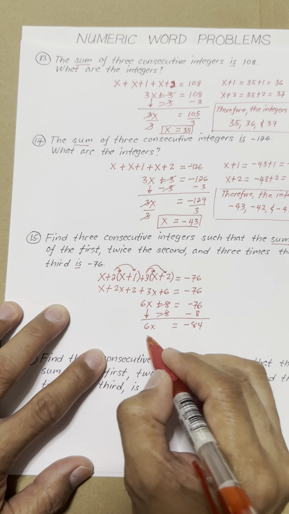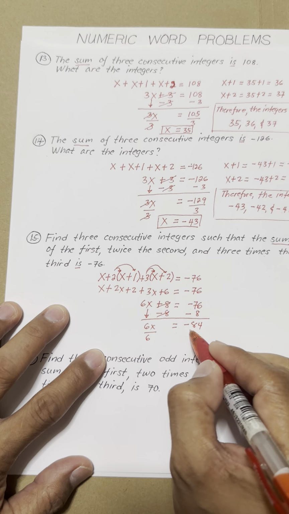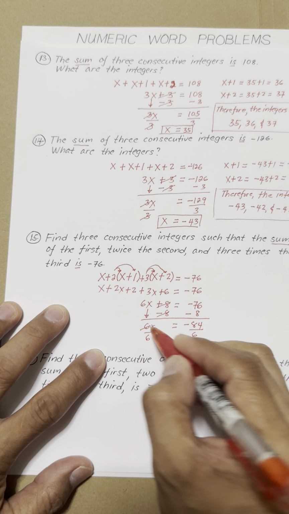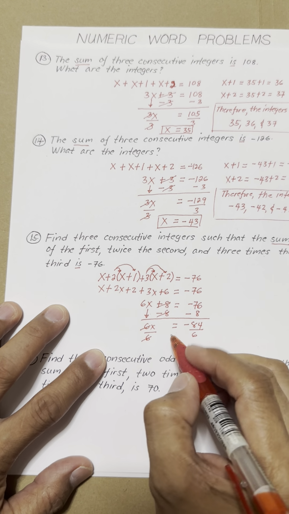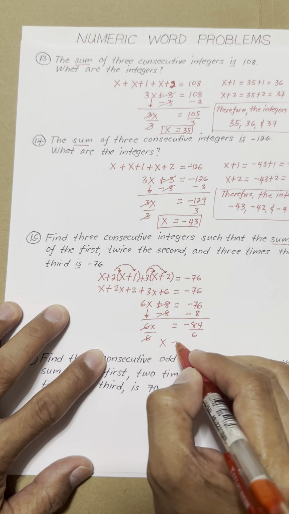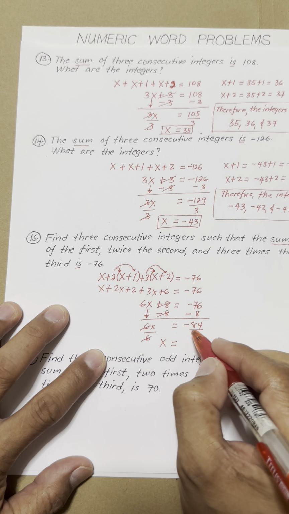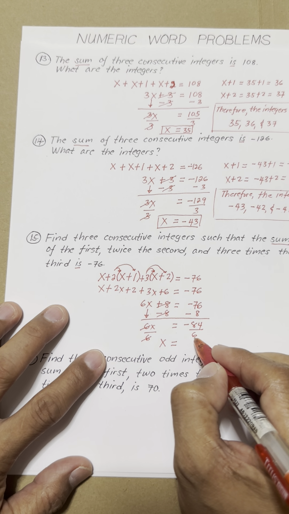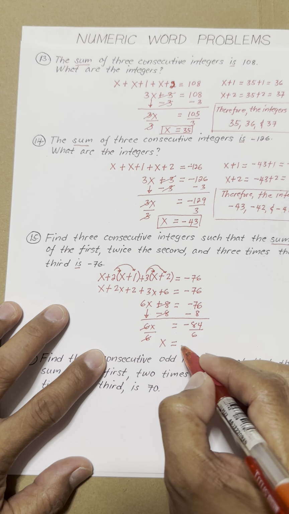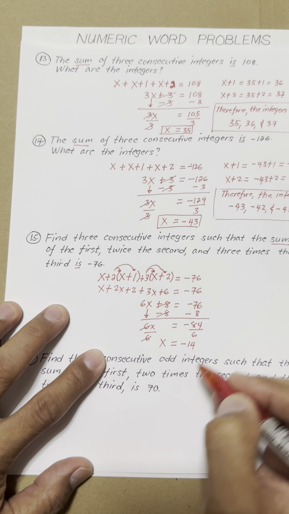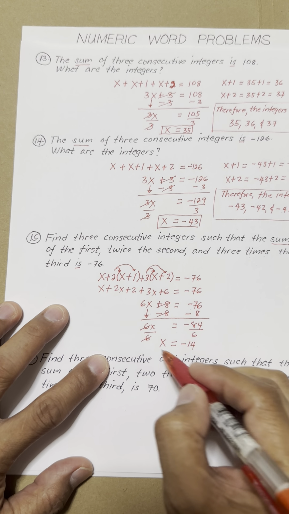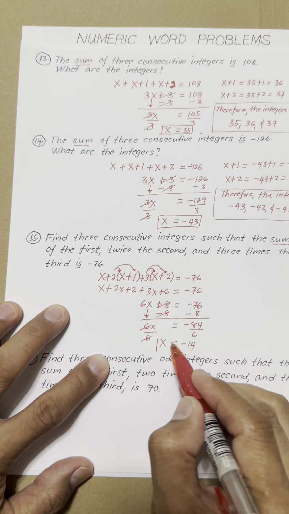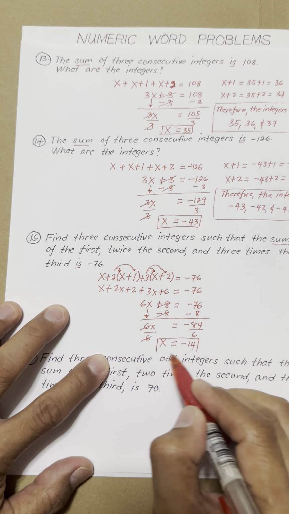So to solve for x, divide both sides by 6. So 6 at the numerator cancels out with the 6 at the denominator, leaving x on the left side. Then on the right side, we have minus 84 divided by 6 equal to minus 14. Okay, so this is our first integer.